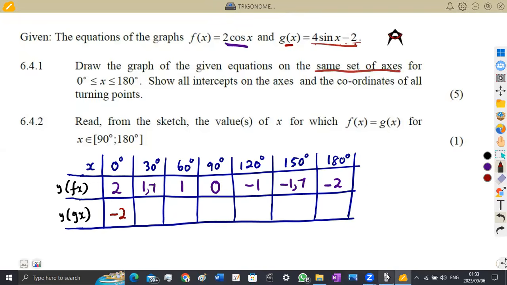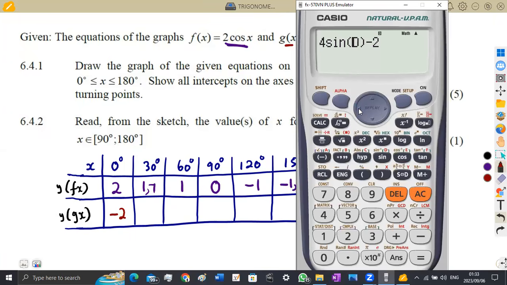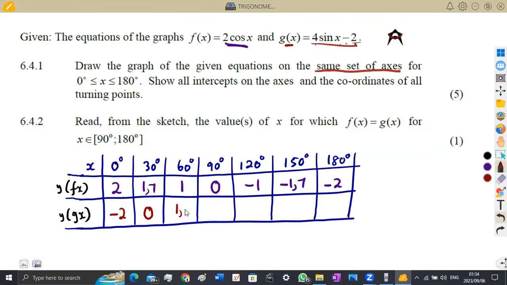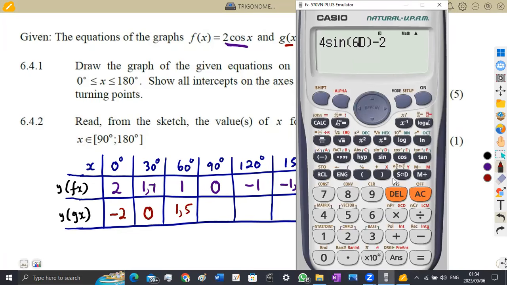When x is 30 degrees, we do the same thing. X inside the bracket, that's where you put 30. That's 4 sine x. Close the bracket, minus 2. So this one is going to give us a 0. We do the same thing when our x is 60 degrees. We put here 60 degrees, which as a decimal is 1,46. So to 1 decimal place is going to be 1,5. At 90 degrees, we do the same thing. When our x is 90 degrees, we are going to obtain 2.